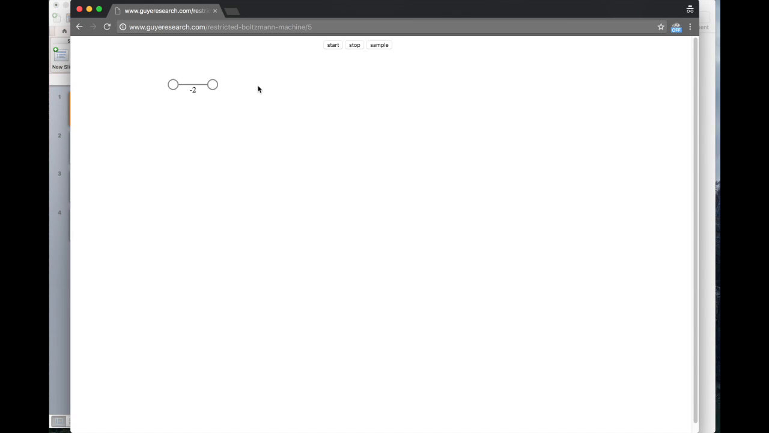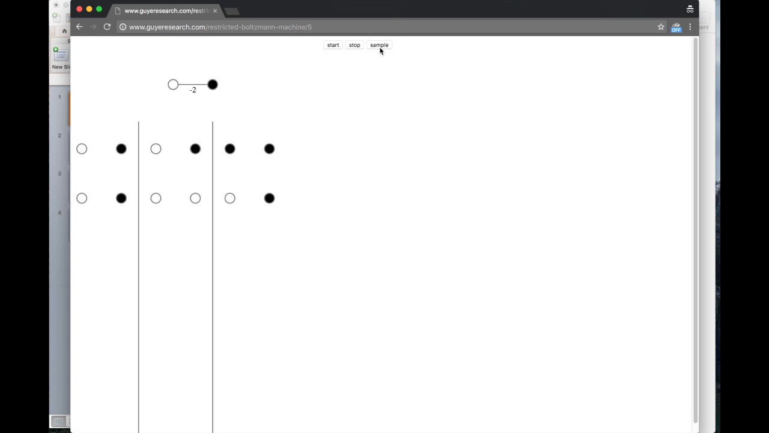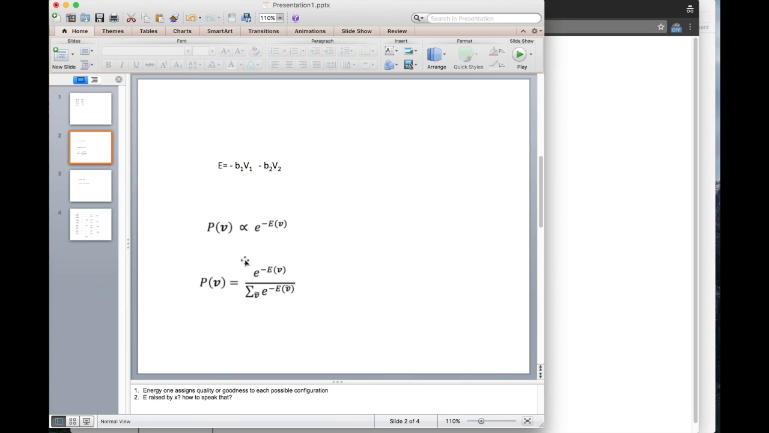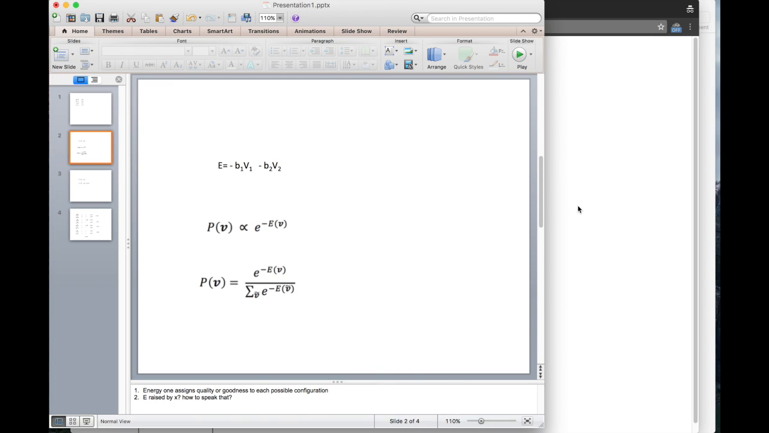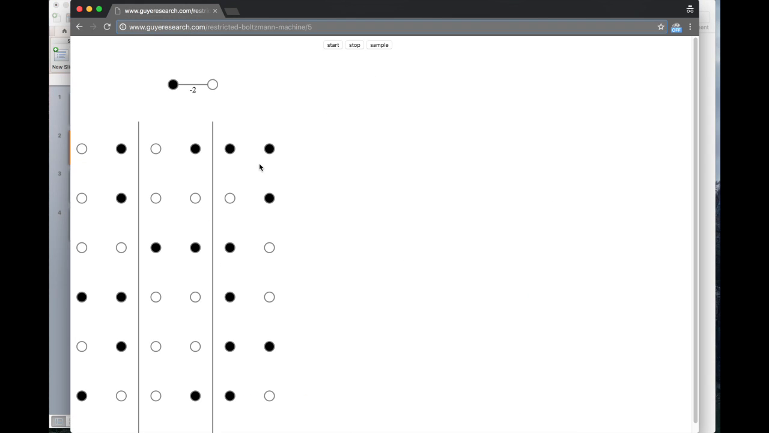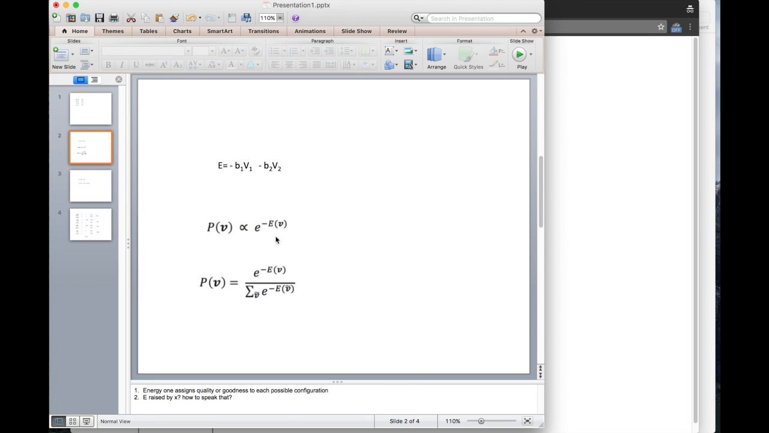So if we start the system, we rarely see the state where both of the neurons are on. And if we do the sampling, we can see this configuration does not occur as frequently as in the previous example. You can calculate the exact probability of the occurrence of each of the 4 different configurations using this function. And if you sample enough times, the occurrence of each of the 4 configurations should match your calculation.